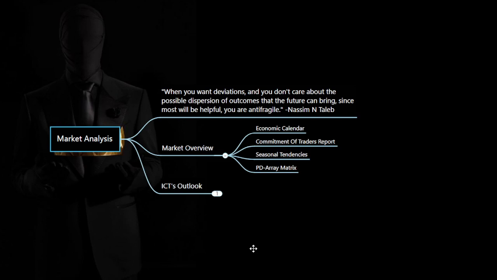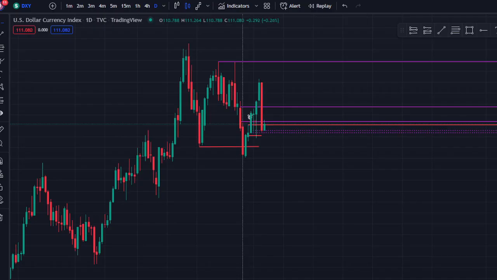And we'll take a look at the seasonal tendencies. And of course, one of the most important things we'll be incorporating today is the PD array matrix when we take a look at the charts. So with all that being said, let's go to the charts and get this thing started. So we'll probably start with the dollar. Give me one sec.